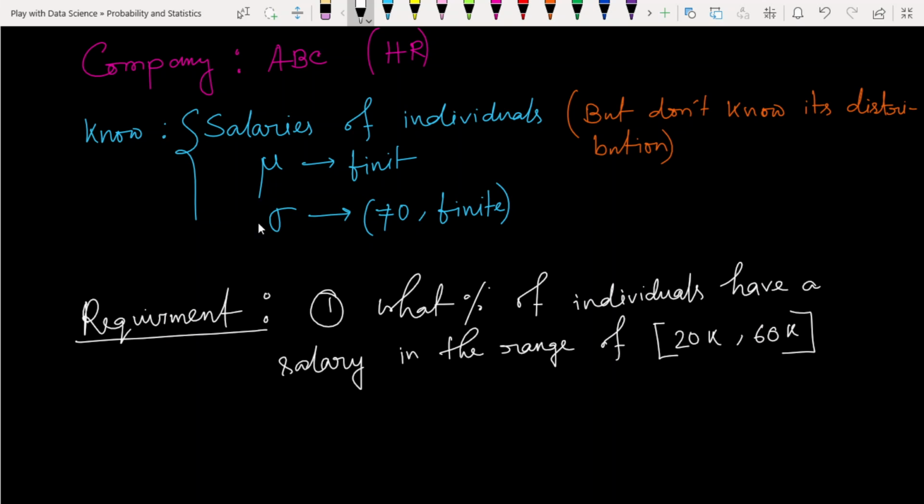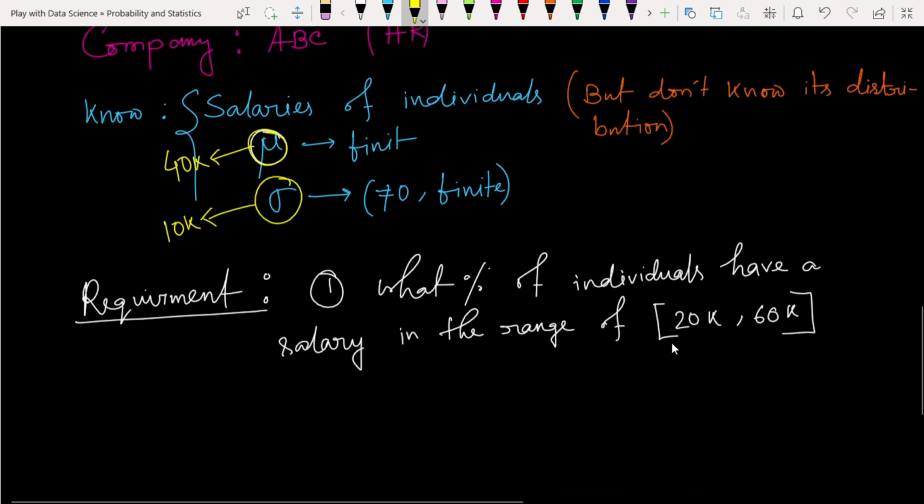For better understanding, suppose the mean that I know for this company is 40k, and the standard deviation of the salaries of individuals is 10k. Now our first requirement is that we want to know what percentage of the individuals have a salary in this range.